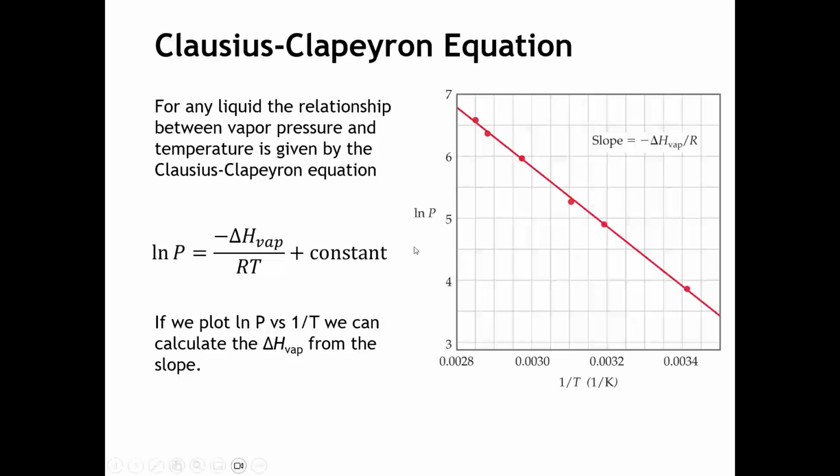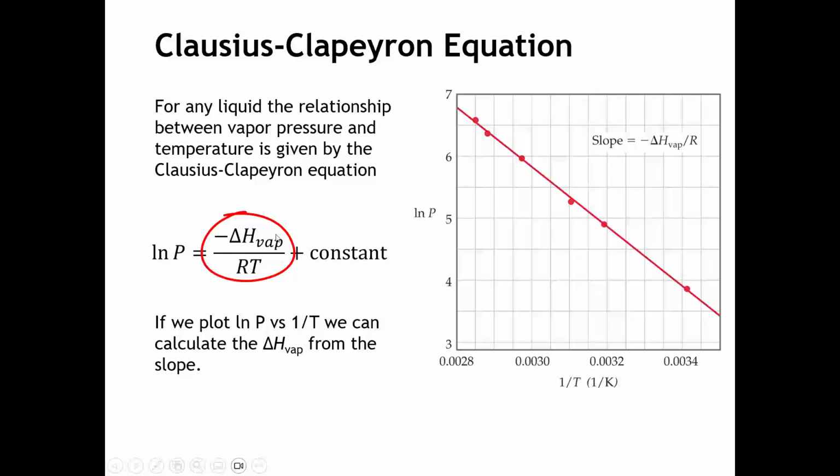Another thing we can say is that there is actually a mathematical relationship between the vapor pressure and the temperature, and it's different for every substance, but similar. Okay, and this is the equation. This is called the Clausius-Clapeyron equation. And what we see here is that the natural log of the pressure is inversely proportional to the temperature. And the proportionality constant is the heat of vaporization over the gas constant R.